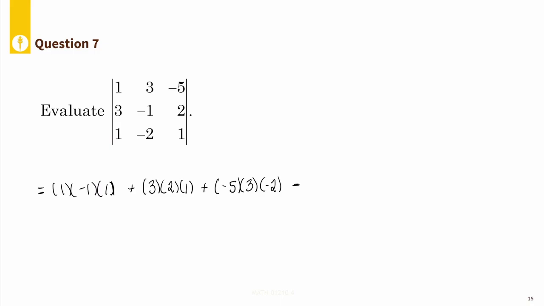Now let's start looking at the negatives. What's one of them? -3, 3, 1. What's another one? 1, 2, -5, -1. We all agree?